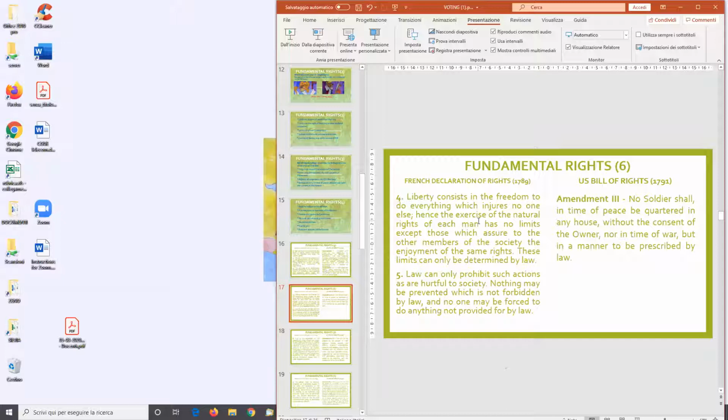Now, again, what does it say? These limits can only be determined by law, but can they be suppressed? No, they may not be suppressed. Law can only prohibit such actions as are harmful to society. Nothing may be prevented which is not forbidden by law. No one may be forced to do anything not provided by law. Again, a further expression of the principles in Article 5, we find the ideas expressed in Article 4.